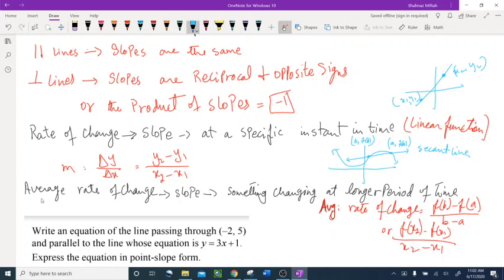Now, average rate of change is also called secant slope. You know, because we get this from the secant line, that line that touches the graph twice, that's a secant slope or a secant line. Okay, so that's all about the average rate of change and rate of change. Rate of change is at a specific instant. This one is over a longer period of time.